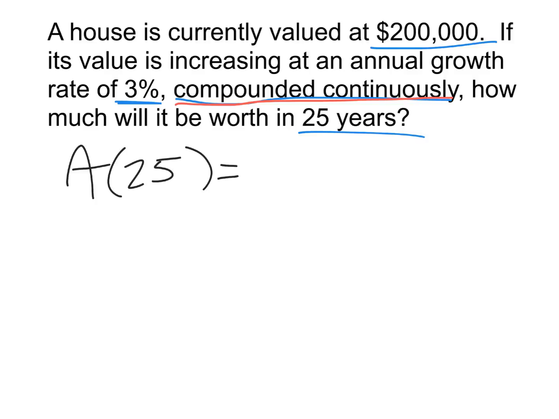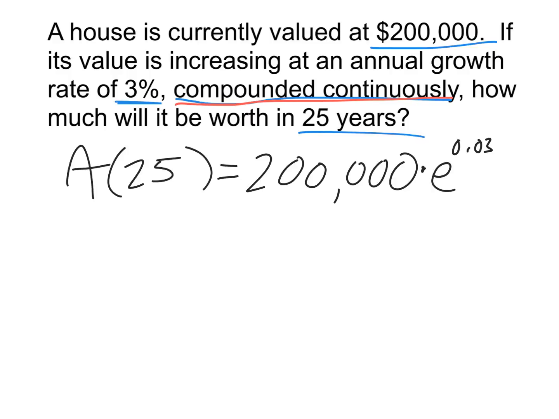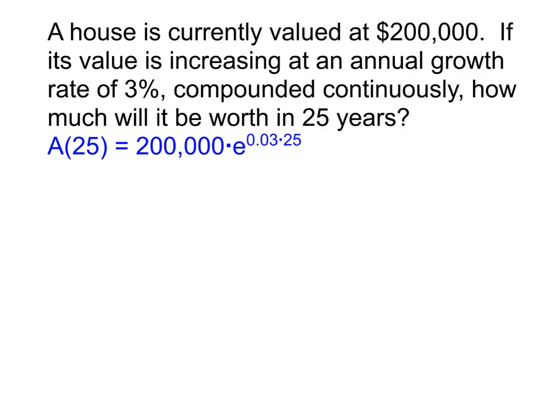So A of 25 equals P. That's just like what it's been before. Principal. That's going to be 200,000. Then that is going to be times e to the rt. Remember, e is a number. When you write e, you're just putting in a placeholder for that big long decimal. So it's not like I've introduced a variable here. That's just some number to the power of rt. Now r comes from 3% here. So I'm going to take my 3%, divide it by 100, and that's going to give me 0.03 for my r value. And that's going to be times t, and remember I already know that my t value is going to be 25. And so I have my equation.